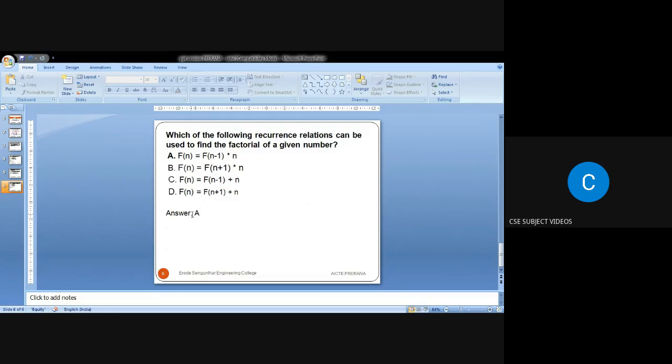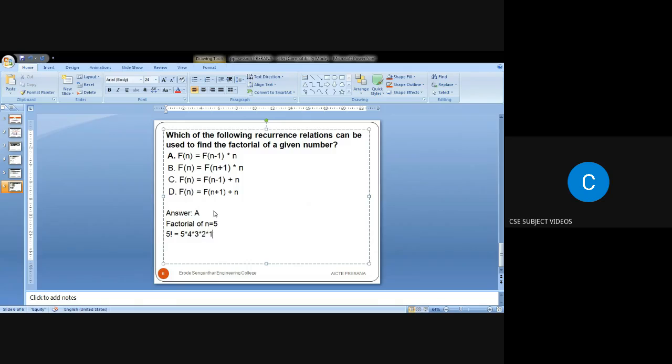Which of the following recurrence relations can be used to define the factorial of a given number? So when you're going with the recurrence, what is the factorial of a given number n? For example, if you have to find the factorial of n equal to 5, we can represent it as 5 factorial, that is equal to 5 into 4 into 3 into 2 into 1. So finally you will get the answer: 5 into 4 is 20, 20 into 3 is 60, 60 into 2 is 120.